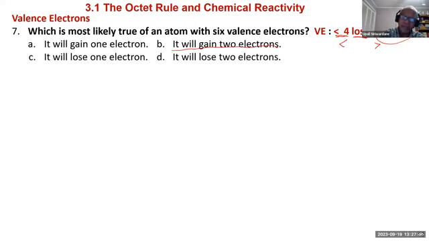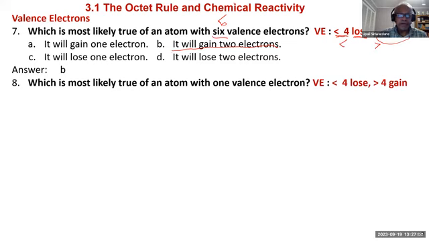If there are 6 valence electrons, they will make an ion, gain electrons, 2 electrons exactly. Answer is B. Same idea.